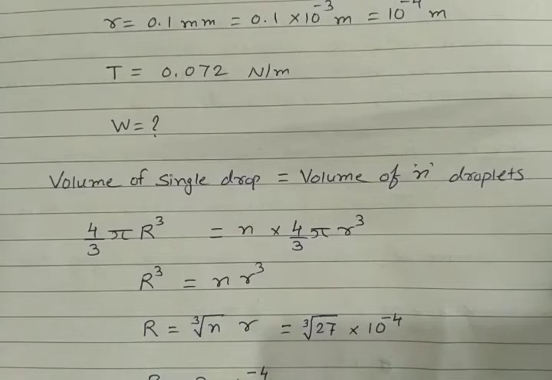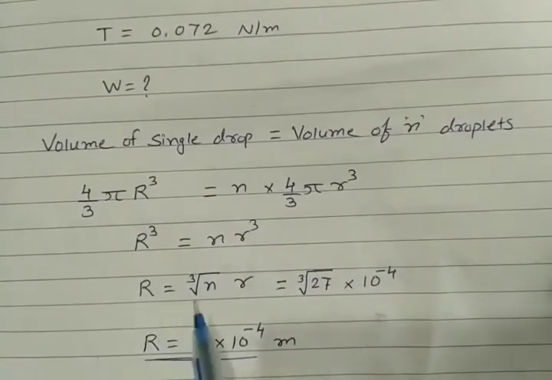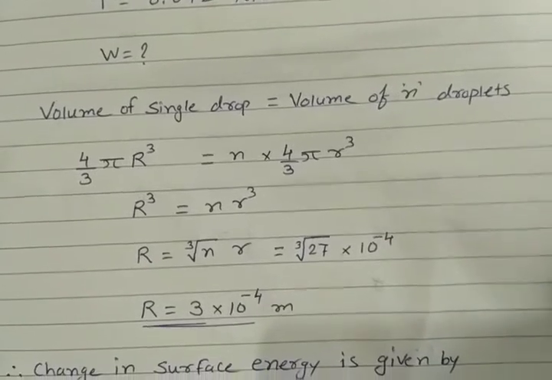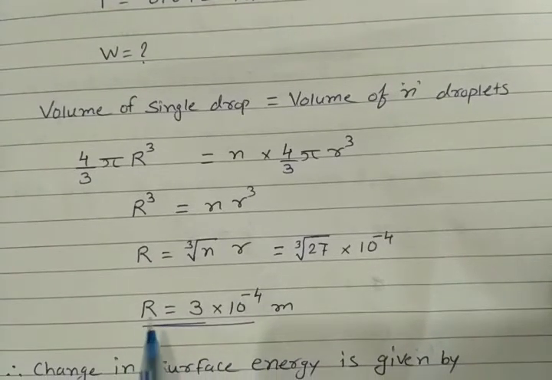Taking cube root on both sides, R is cube root of n times r, substituting the value of n which is 27 and its cube root is 3. So cube root of 27 is 3. So the radius is 3 into 10 raised to minus 4 meter.